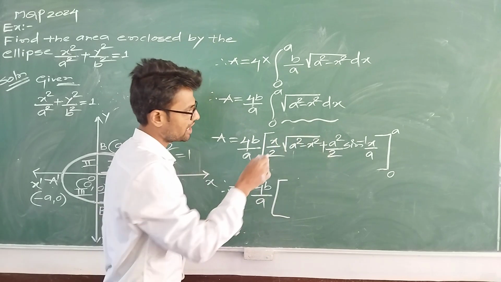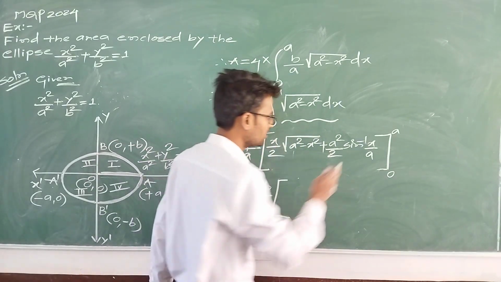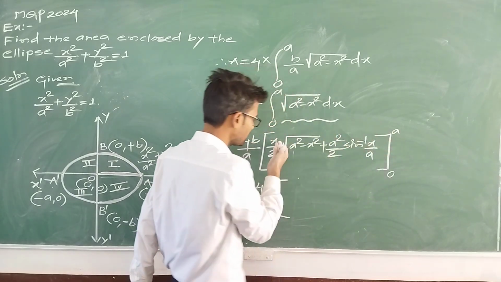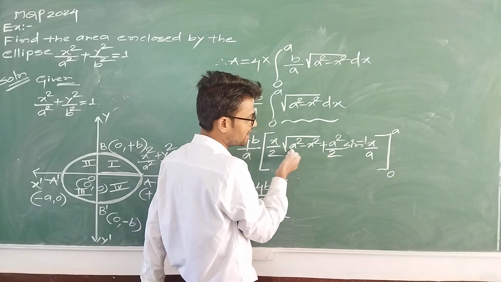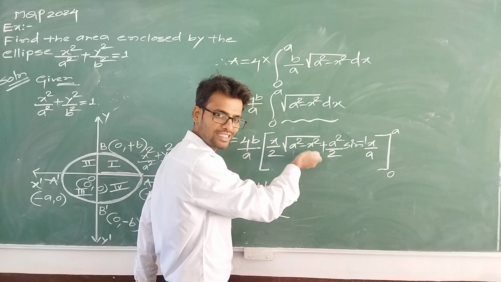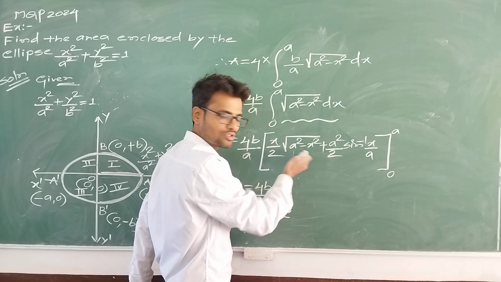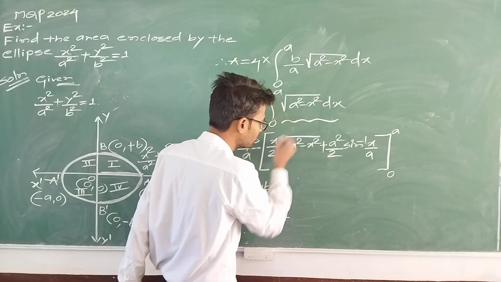Now first you take upper limit minus you take lower limit. So I'll take upper limit here. In place of x you take upper limit, it is a by 2 square root of a square minus x square. Square root of a square minus x square means you will get square root of a square minus a square, which is square root of 0. Square root of 0 into this term will become 0, so the whole term will become 0.